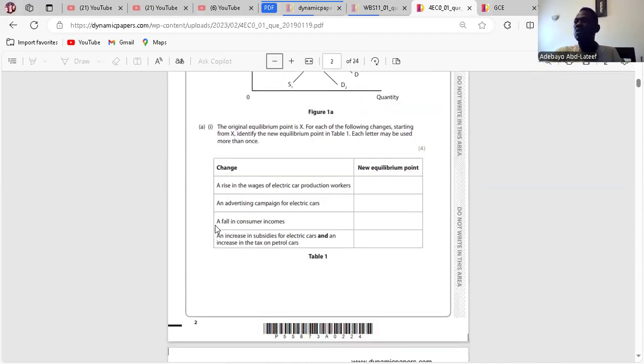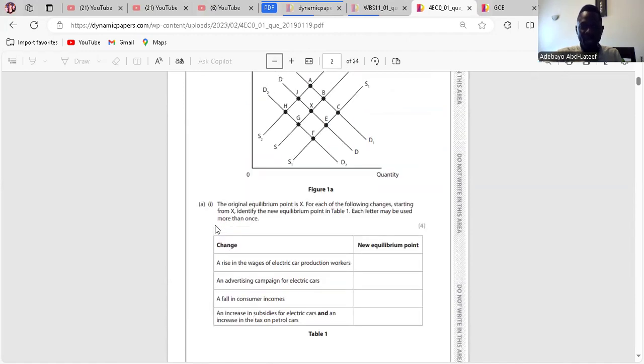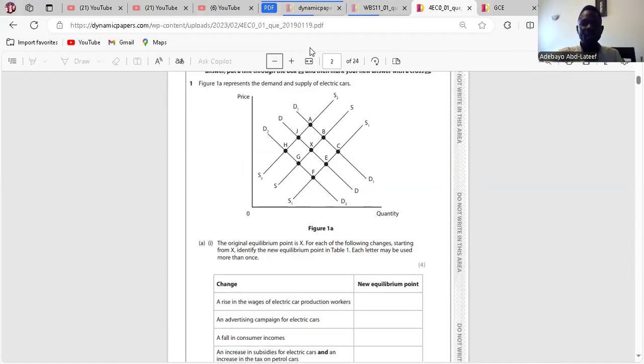The third one, a fall in consumer income. A fall in consumer incomes will reduce demand within the economy. And a reduction in demand within the economy will shift the demand curve leftward from D to D2 at G. At G. Are you there? Yeah.